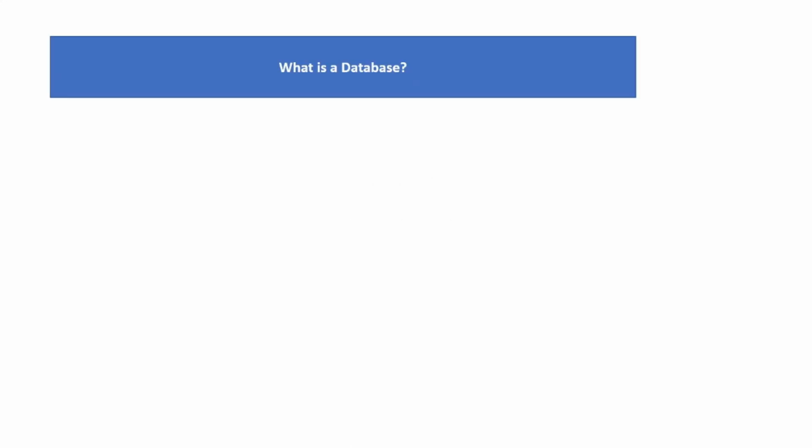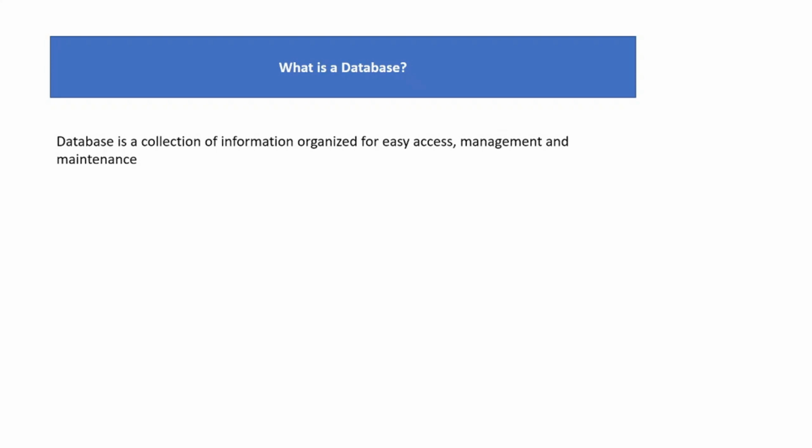In this section, we will learn about database, database management system, and data model. So what is a database? Database is a collection of information organized for easy access, management, and maintenance. For example, customer data, product inventory, visitors register, telephone directory. So all these are examples of a database.